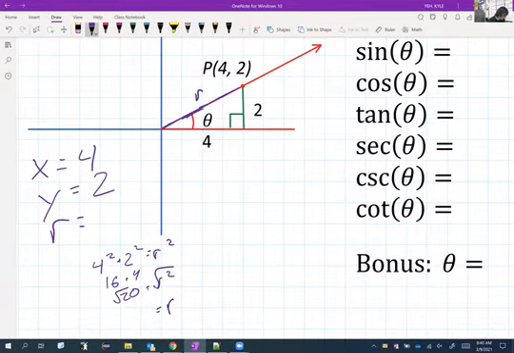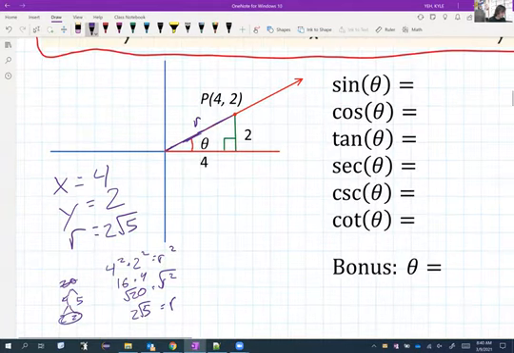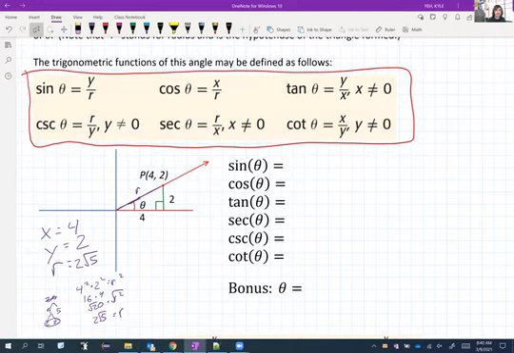So r equals the square root of 20, and I know that 20 can probably be broken down: 4 and 5, 2 and 2. So 2 root 5. Finding r is going to be the first thing you need to do on these problems, because once you have x, y, and r, it's just plug and play.